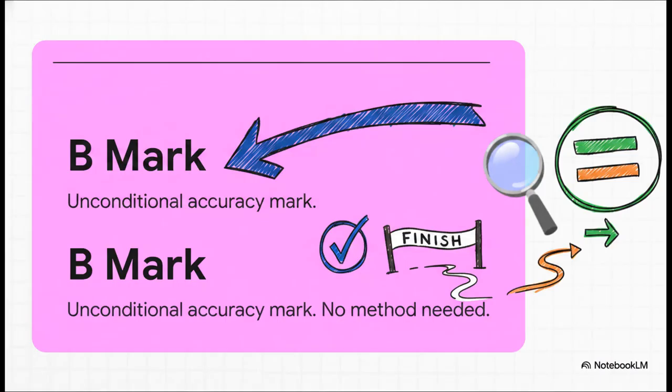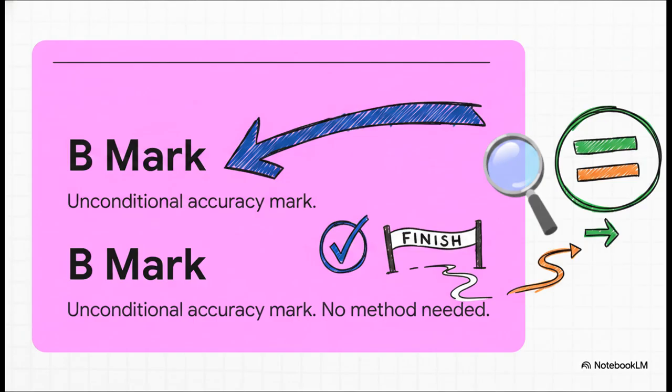Let's translate some of this exam shorthand, because knowing the numbers is really only half the battle. The crucial point here is the official definition of the B mark, taken straight from the general marking guidance. It states B: unconditional accuracy mark. And listen to the phrase right next to it in parentheses, no method needed. The 1 in B1 simply means the question is worth a total of 1 mark. But that B, that is incredibly powerful. It means the examiner isn't looking for the journey. They are solely focused on the destination. You do not have to prove how you got there to secure this specific point.